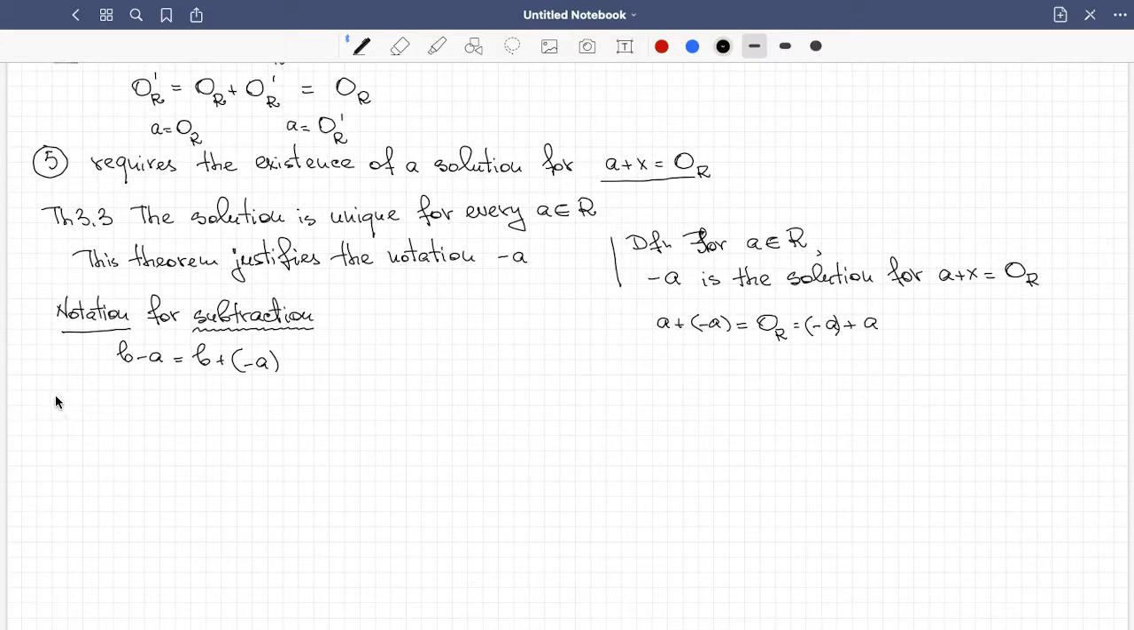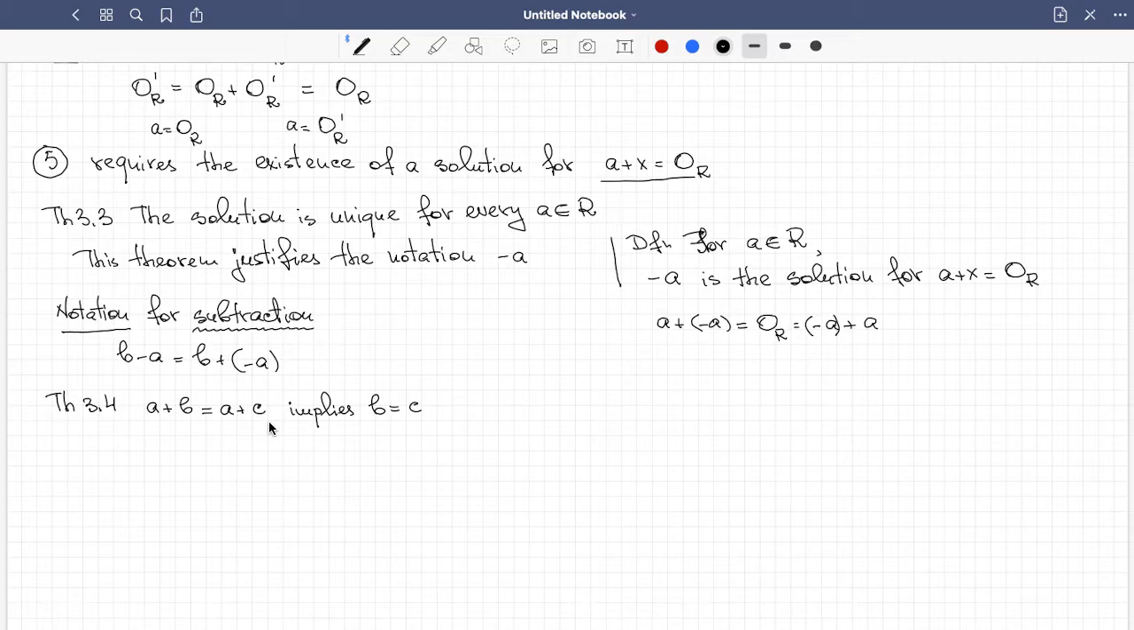Next theorem allows for cancellation in a ring. In any ring, A plus B equals A plus C implies B equals C. This is the same element. A plus B is the same element as A plus C. Then B is the same element as C.